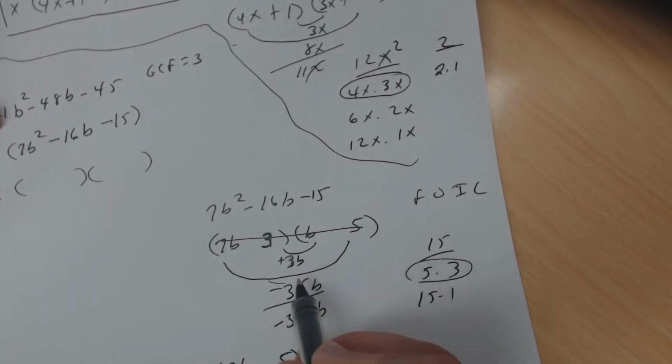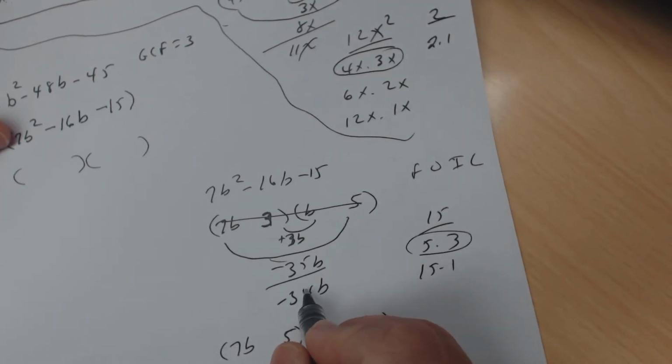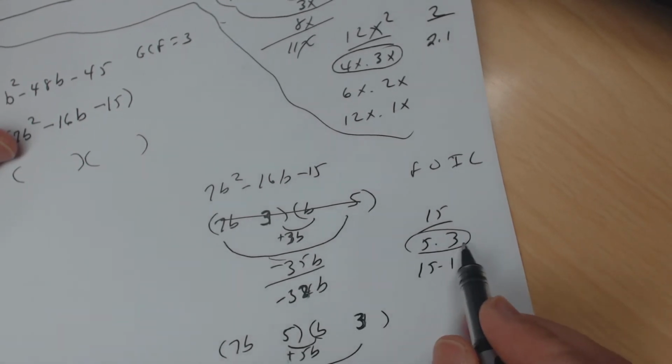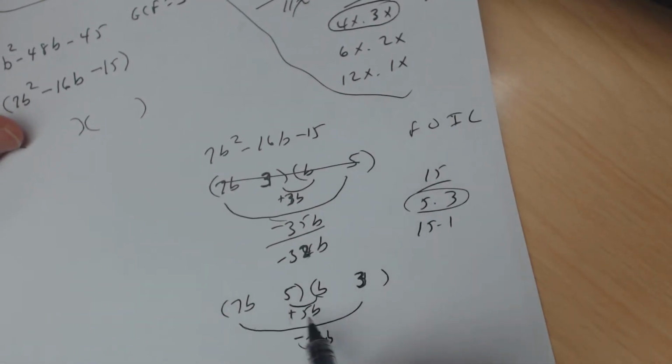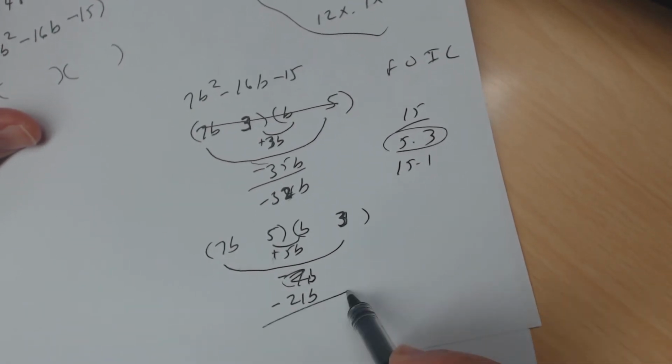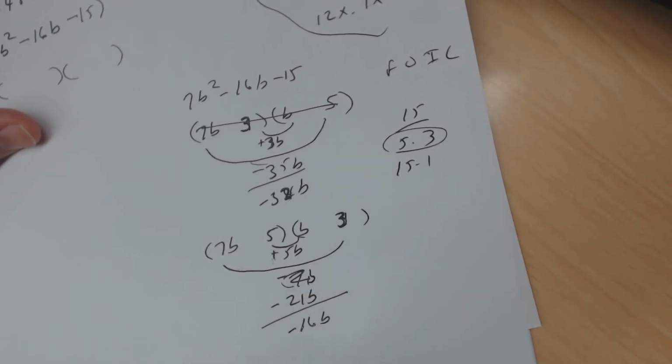So that's 35b, and that's a 3b. And again, it still doesn't work because that's going to be what, 32? I'm not sure why I said 15 and 1, and this is going to be a 3 because I'm using 15 and 3. So that's going to be 20, negative 21b, and that is 5b. And notice when I add them up, I do get a negative 16b. So that works. All right.